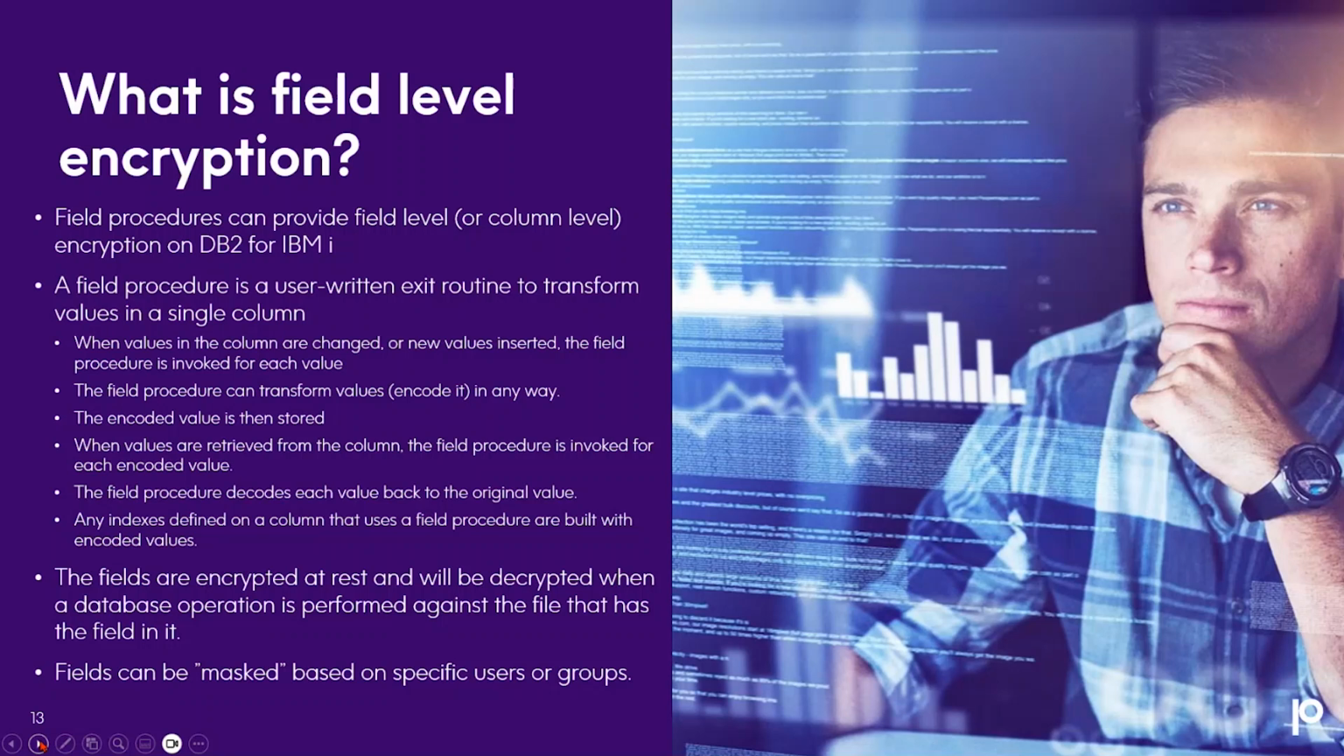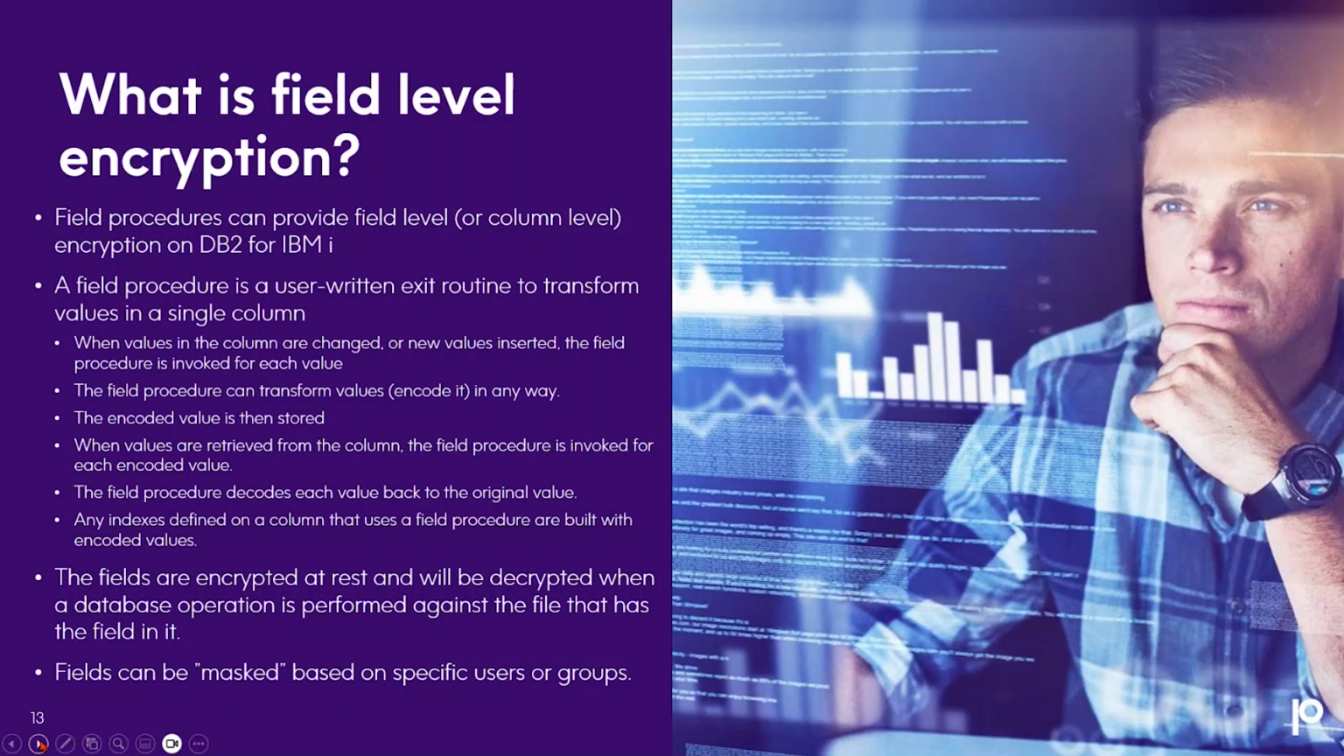So when a value in a field is changed or new values are inserted, the field procedure is invoked. Basically, anytime there's a database operation against that field, it's going to invoke the field procedure. When it's being touched with the database operation, it actually decrypts the field so that the data is usable for the application. So from an end user perspective, they would most likely not even know that the data is encrypted because they're going to see it just the same way that they used to. But it is encrypted at rest when it's sitting on the disk.